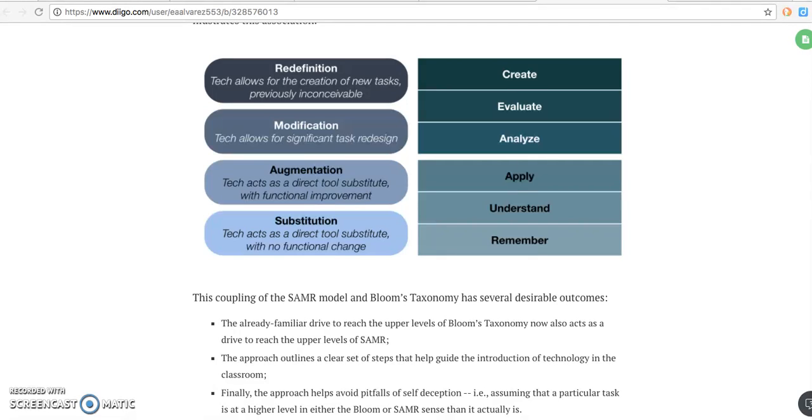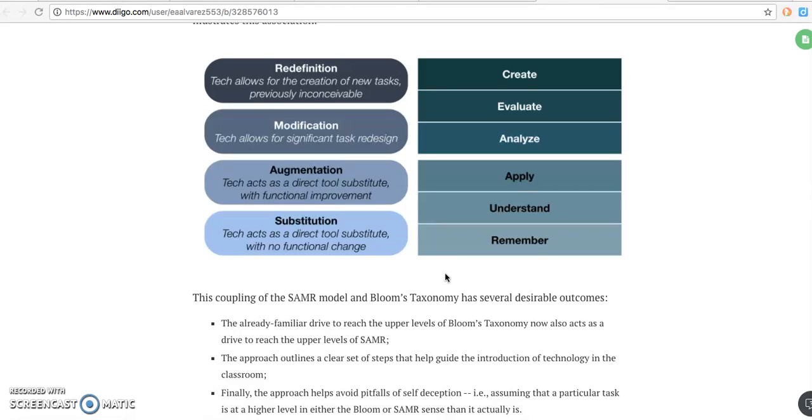I'm responsible for the substitution and augmentation portion of it, and I really wanted to show you this website because I believe it does a great job pointing out the parallels between SAMR and Bloom's taxonomy. So on the left-hand side of this diagram, you'll see the SAMR model, and on the right-hand side, you'll see the different levels of Bloom's.